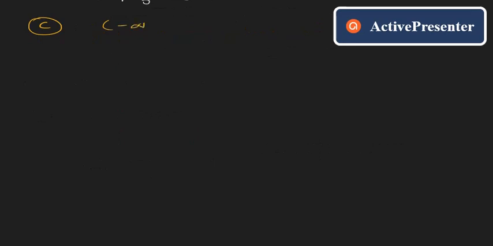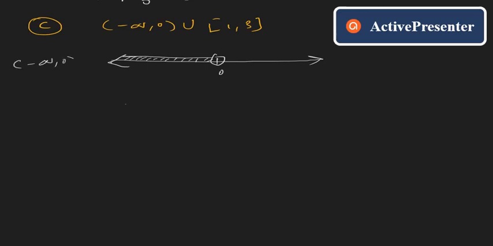Next, the interval from negative infinity to 0 union 1 to 3 closed. So answering this, here 0 open, and it is from negative infinity to 0. Okay, the second set or interval is from 1 to 3 closed.